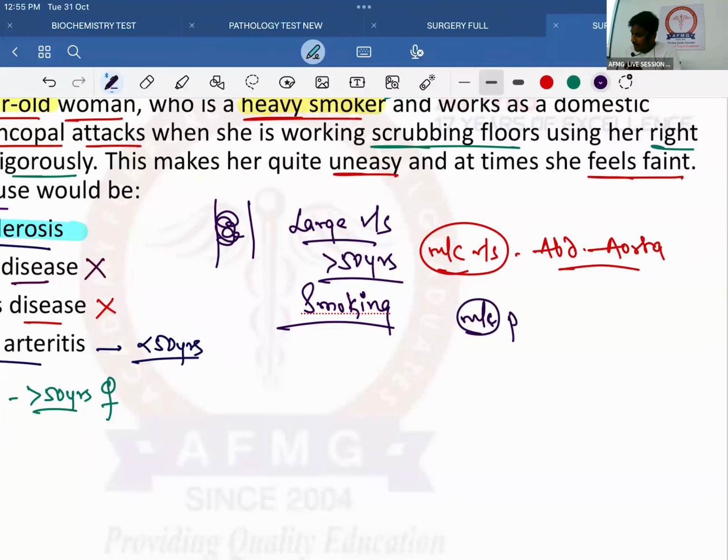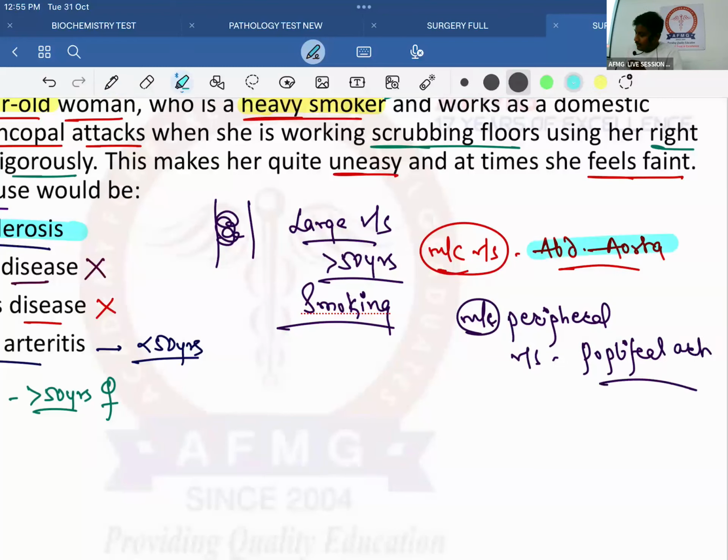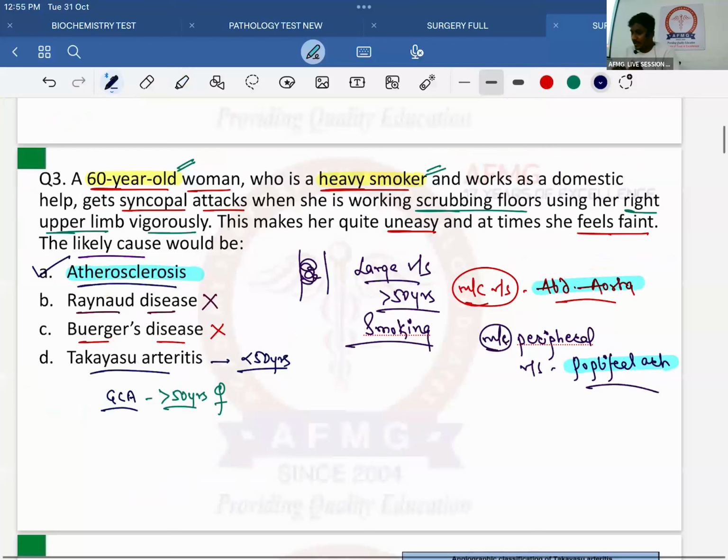Very good. This was a PYQ, beta. Most common peripheral vessel affected with atherosclerosis has to be the popliteal artery. No issues with this, anybody? That has to be remembered. So definitely all these features, are they in favor of atherosclerosis? Yes. So my more likely diagnosis has to be atherosclerosis in this condition.